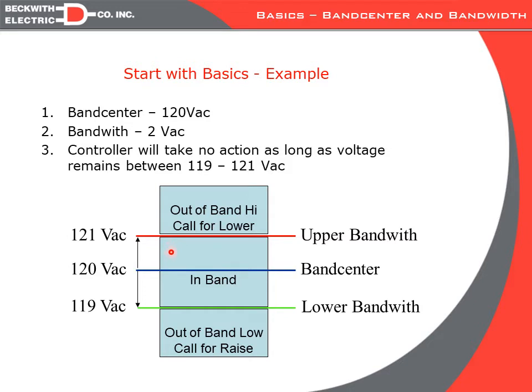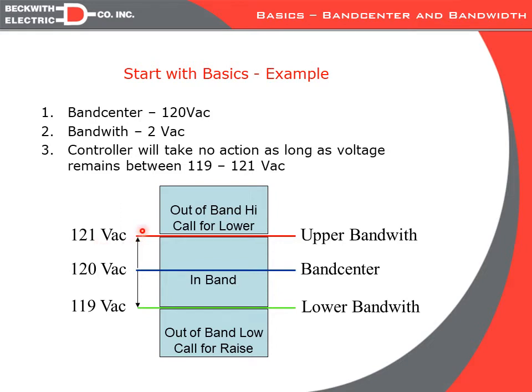So if the voltage is below the upper band and above the lower, we are in band. So the band center of 120 sets the center point. The bandwidth of 2 gets divided in half. Half of that bandwidth gets applied, in this case 1 volt, to generate the upper band of 121. The other half, again 1 volt, will be subtracted from the center to set the lower band of 119. And as long as our voltage is between 119 and 121, we are considered in band, and the regulator or LTC control will not attempt to tap.